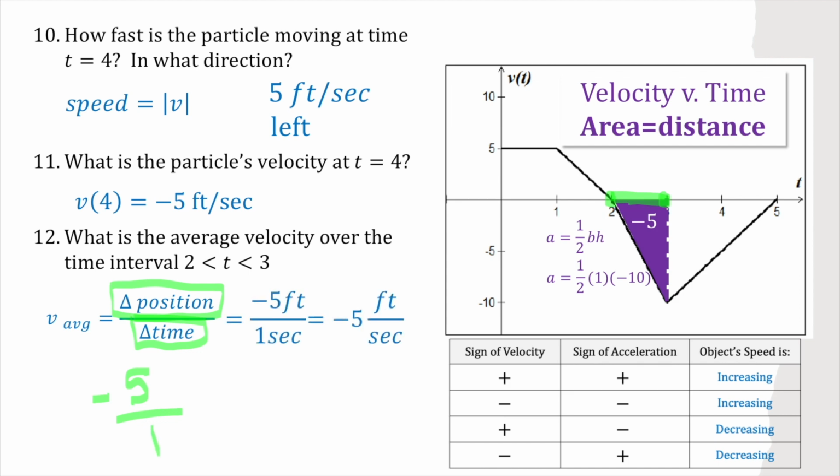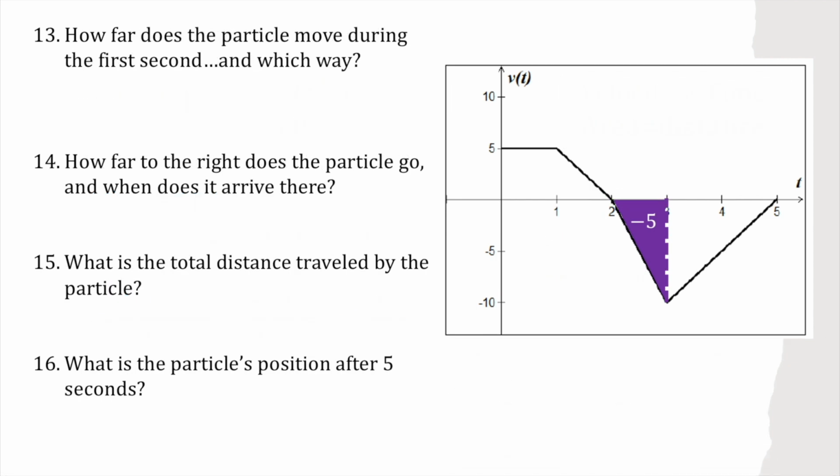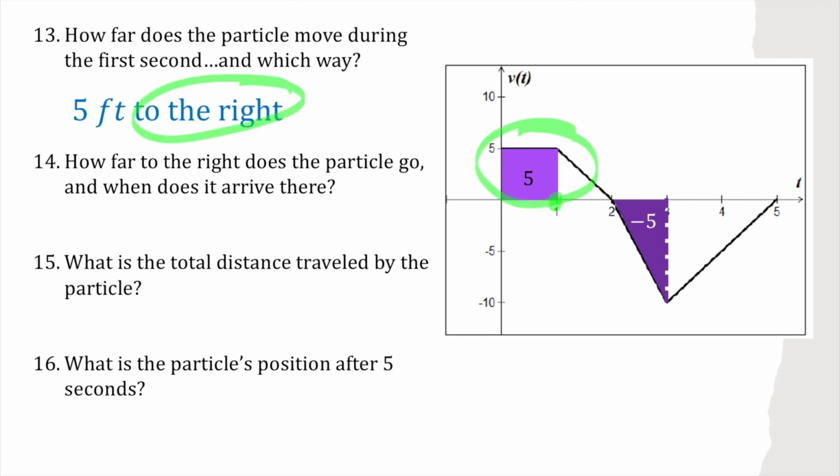So -5 feet per second. Number 13, how far does the particle move during the first second and which way? So the first second, that area is represented by that square there. So 1 times 5, the area is 5. So I know that he's gone 5 feet to the right because it's positive.